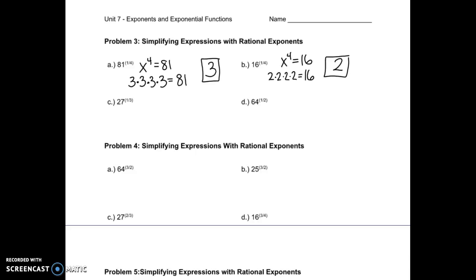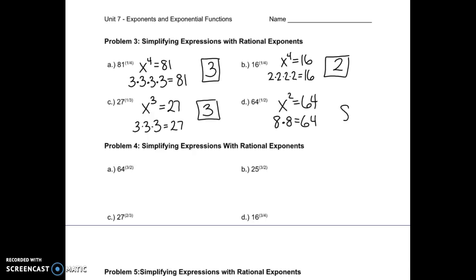So 27 to the 1/3 means what number to the 3rd power is equal to 27? So that's 3 times 3 times 3. I already told you guys that one in A. It's equal to 27, so our answer is 3. And then D says 64 to the 1/2. That means what number squared is 64? We should know that one. That's 8 times 8 is equal to 64. So 8 is my answer.